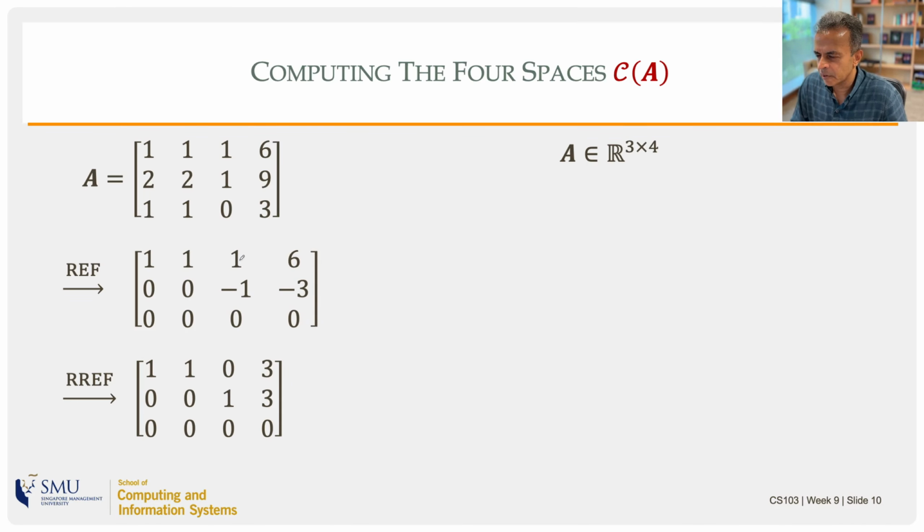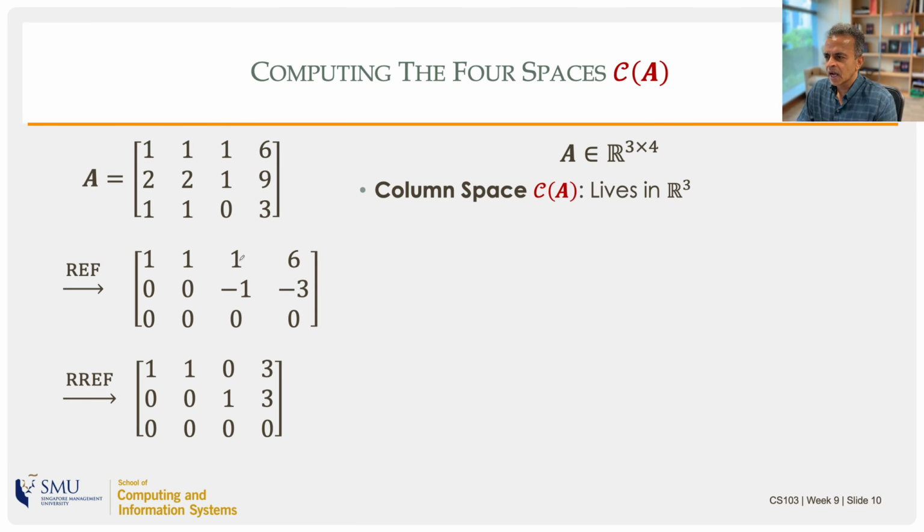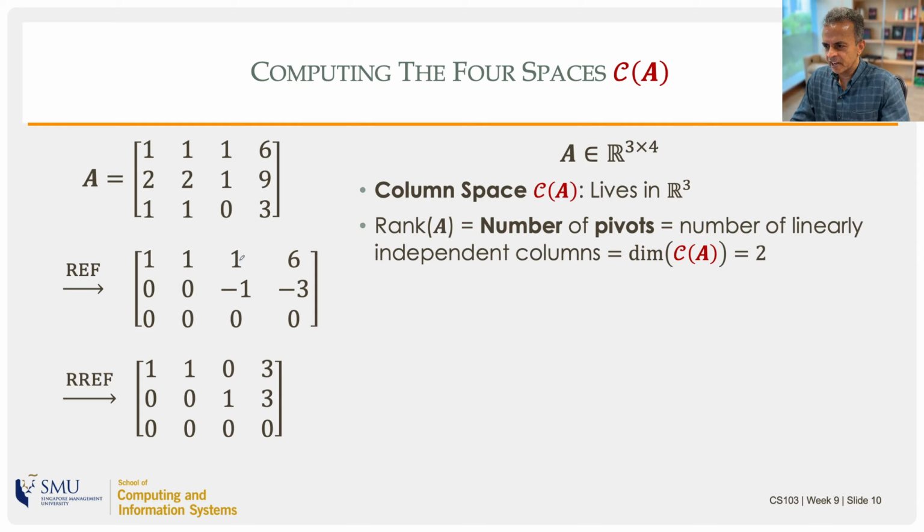So A is a member of the set of matrices of size 3 by 4. The column space will live in R3. The rank of A is the number of pivots, that is 2 as you saw here and here. So that would be the number of linearly independent columns. So the dimension of the column space is 2.